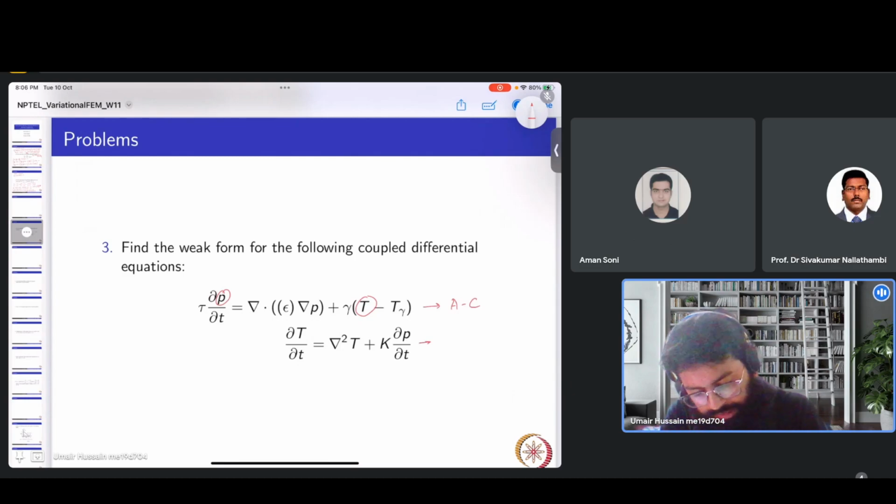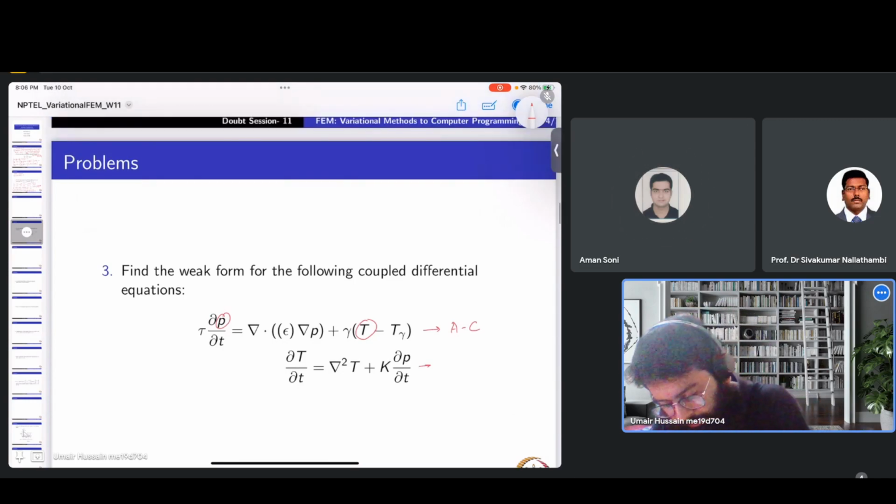I think I have skipped one term here. There was a driving force term also in equation 1. For simplicity, I have skipped that. Okay, so we take a weight function V for the first equation, and we have tau dP by dT.